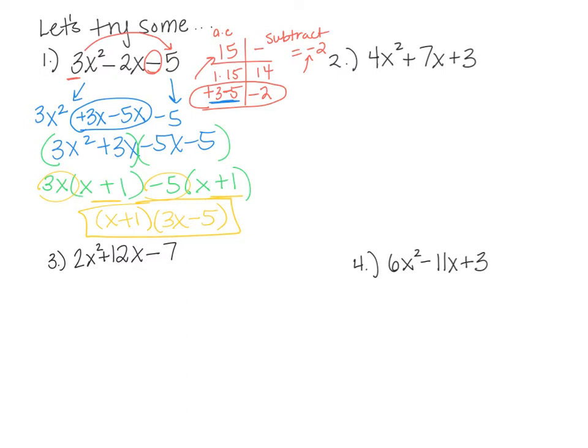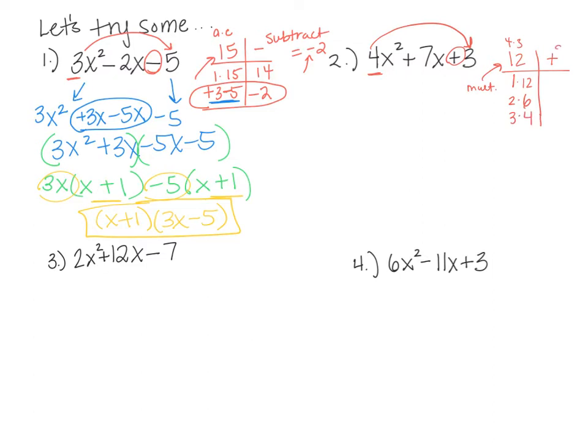I'm going to make a table. I see that I have a lead coefficient or a number in front of my x squared. So when I make my table, I'm actually going to put a 12 because 4 times 3 is 12. I'm going to put a plus in the next column. Now I'm coming up with numbers that multiply to equal 12. So that's going to be 1 and 12, 2 and 6, 3 and 4.